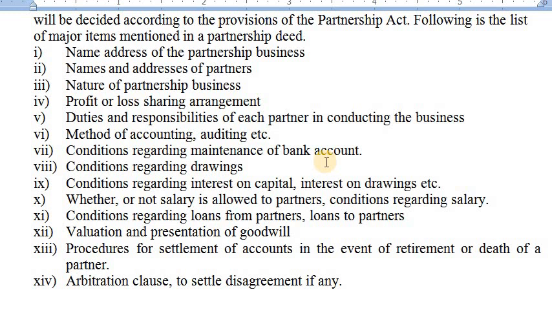Name of the business, name of the partners, nature of the business, profit sharing agreement, duty, responsibility, accounting, auditing, and maintenance of bank account. So just go through the list and you will be able to remember at least 5 or 6 of them. That is enough.